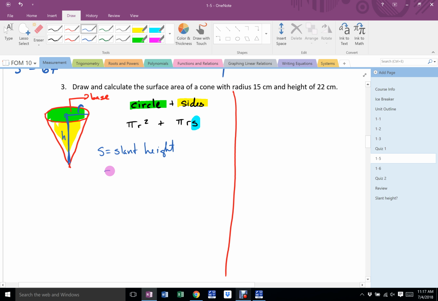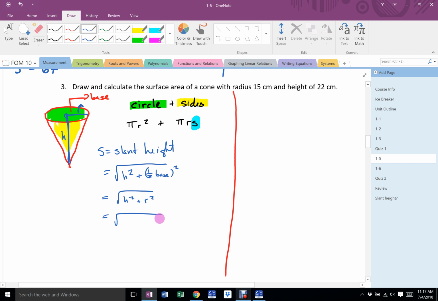What do I know about slant height? It's always what? We just wrote it down. It's always the square root of what? Height squared plus half of the base squared. Well, didn't the radius already give me half of the base? So it must be the square root of the height squared plus the radius squared.